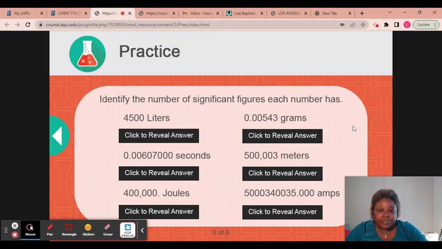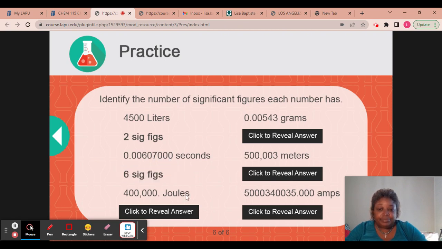Here are some examples. Let's go through these. 4,500 liters. These 2 zeros are not significant because there's no decimal present. So there are only 2 significant figures. If we look at this number, 0.00607000, these 3 zeros are significant because of the decimal, but these 3 zeros in the front are not significant because they are placeholders. The 0 in the middle is in between the 6 and the 7, so it is significant. So we have 3 here and 3 here, giving us 6 significant figures.